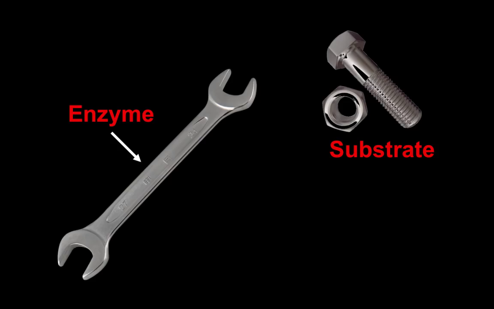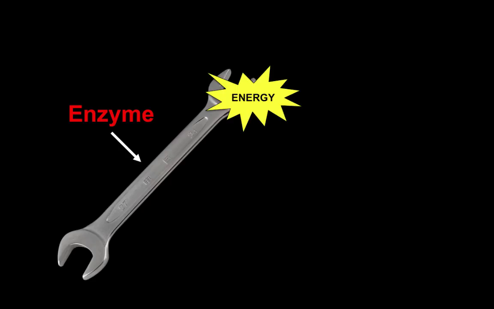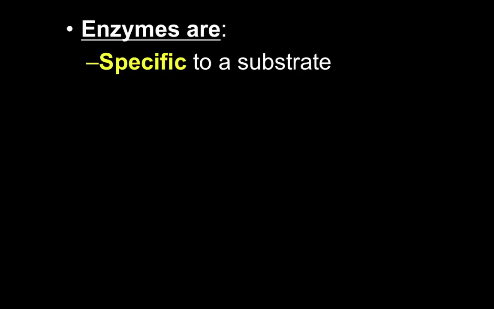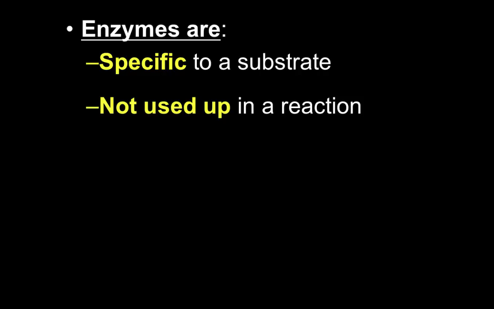Again, I always like to think about enzymes like tools, especially a wrench. So again, active site, energy, and we create products. Now, some of the characteristics of enzymes: they're specific to a substrate, just like a certain size wrench works on a certain size bolt. They're not used up. You can use a wrench over and over.